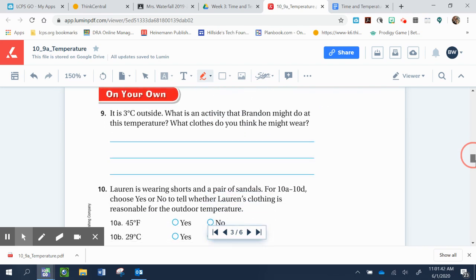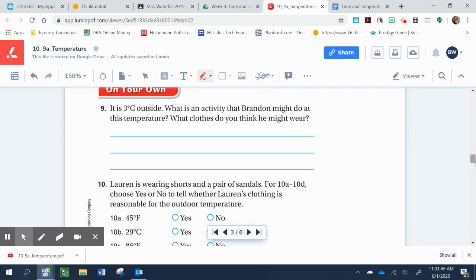And then doing these two on our own, it's 3 degrees Celsius outside. What is an activity that Brandon might do at this temperature? What clothes do you think he might wear? Well, if we remember with Celsius, 0 degrees Celsius is freezing. So 3 degrees is probably really cold. Maybe there's some snow outside. What could he do? Well, he could build a snowman, have a snowball fight, right? He could potentially ice skate, okay? And he definitely wants to wear his warmer clothes, maybe a snowsuit, a snow jacket, a hat, some gloves, some earmuffs. That would be good for him to do.